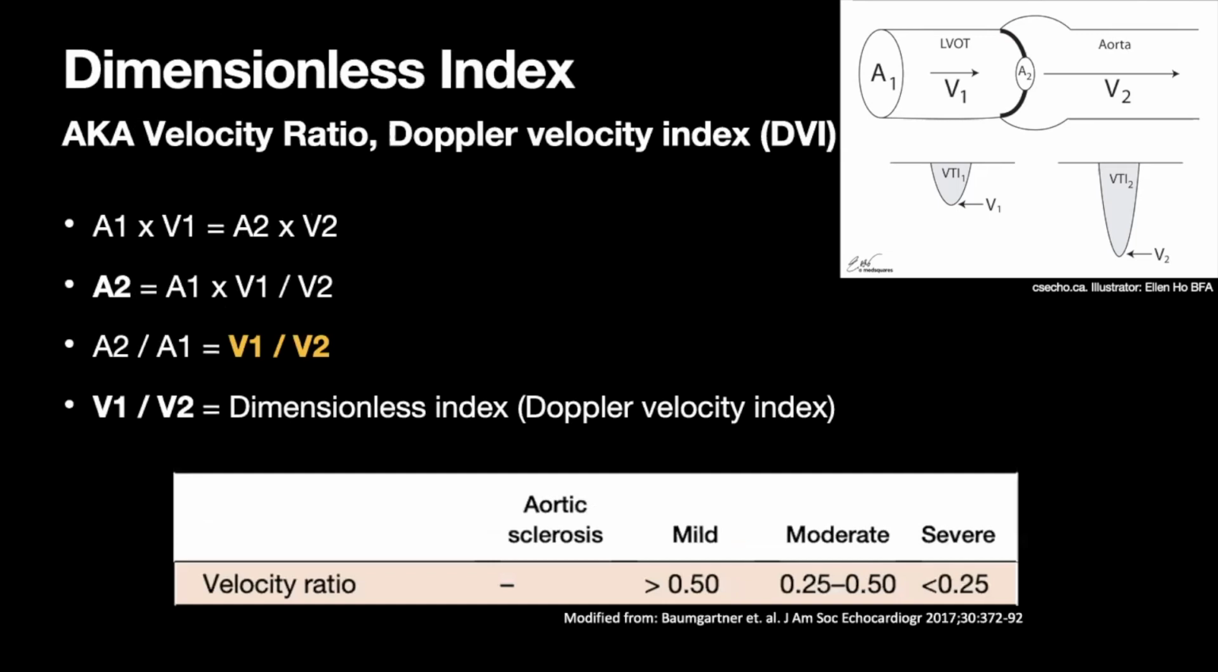Next, we have our dimensionless index, which is also known as the velocity ratio or Doppler velocity index, DVI. So lots of names there, they all mean the same thing. And this is derived from the continuity equation as well. As you can see here, when you isolate for the velocities, you get V1 ratioed with V2. The idea of this is to do away with your LVOT measurements and keep just the velocities in the LVOT compared to the velocity that you've attained with your CW of the aortic valve. And here we have cutoffs again, with 0.25 as the cutoff for severe aortic stenosis.